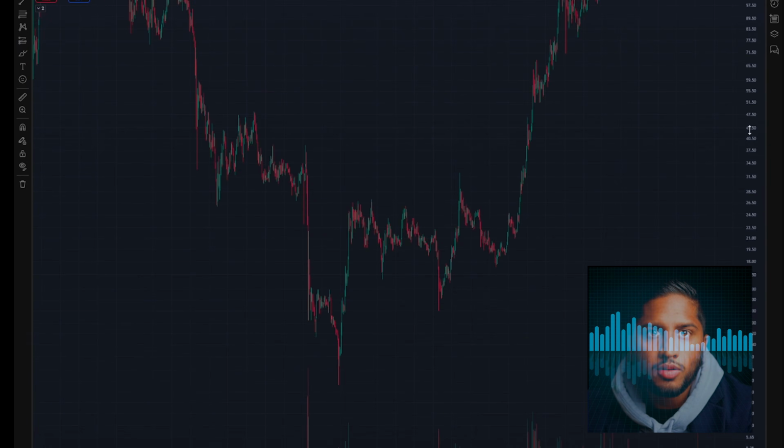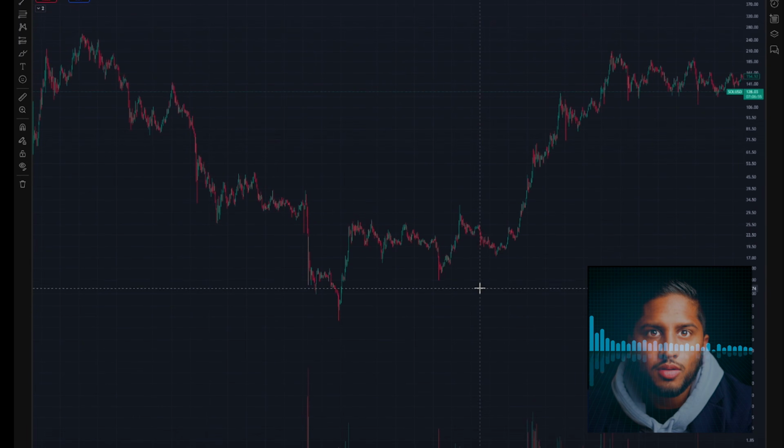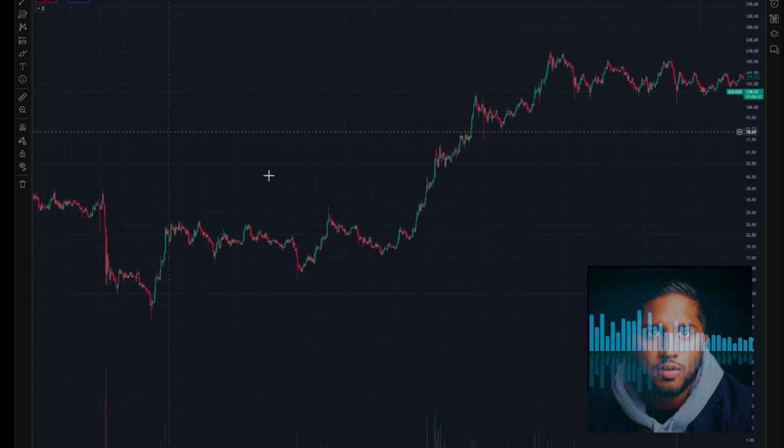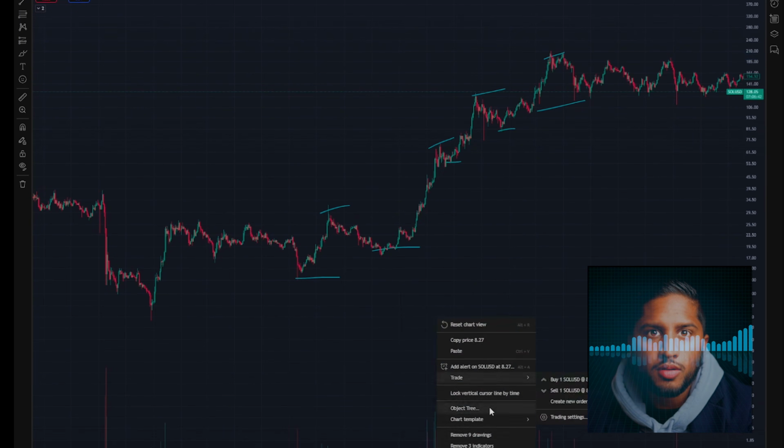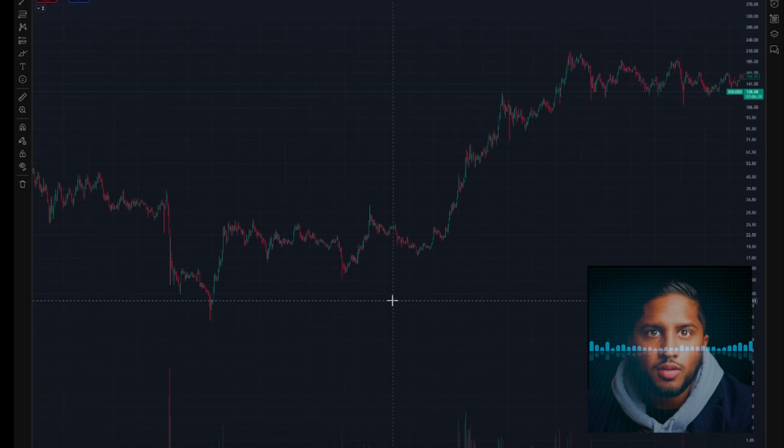We know it's in an uptrend because you'll see higher lows and higher highs. And if you kind of look at this, I'll draw that out for you as well. You'll see higher lows, you'll see higher highs. All right, so I'll remove the drawing. That's how I was able to identify uptrend or downtrend.